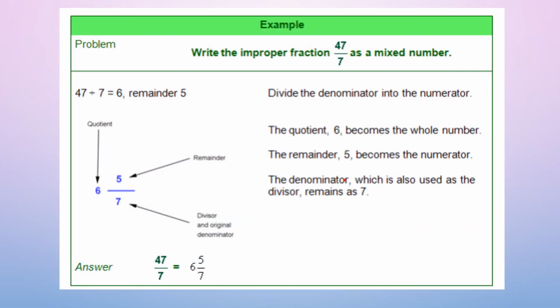Let's take one example to understand this. Write the improper fraction 47 upon 7 as a mixed number. First step is divide the denominator into the numerator. 47 divided by 7, the quotient is 6. So 6 becomes the whole number. The remainder is 5. So 5 becomes the numerator of the fractional part. The denominator, which is also used as the divisor, remains as 7. Therefore, 47 upon 7 is equal to 6, 5 upon 7.